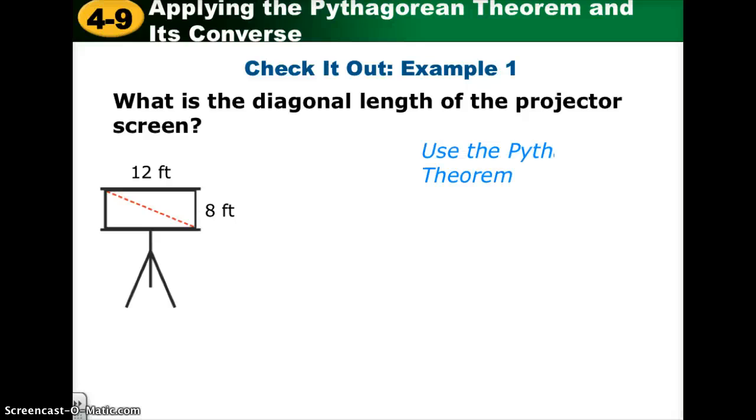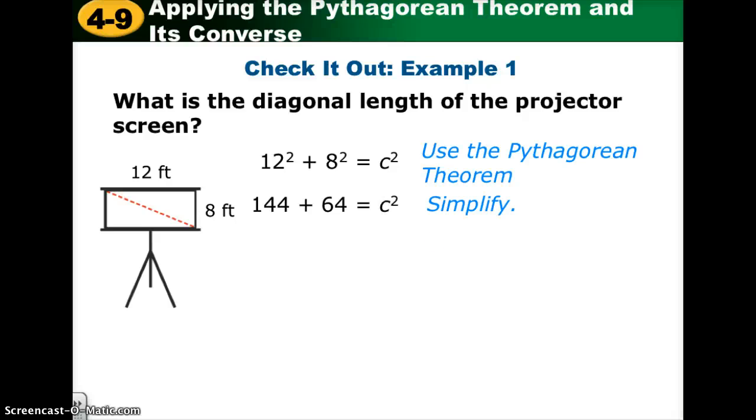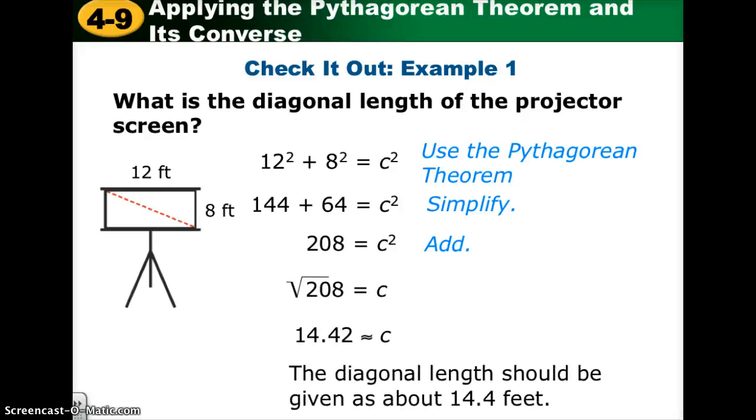Let's try it again. Pythagorean theorem. Now we have two new sides, 12 squared plus 8 squared. 144 plus 64 equals c squared. 208 equals c squared. This final step is the new one for us. Take a square root of both sides. Square root of 208 equals c, which is approximately 14.42. So our length is about 14.4 feet in diagonal.